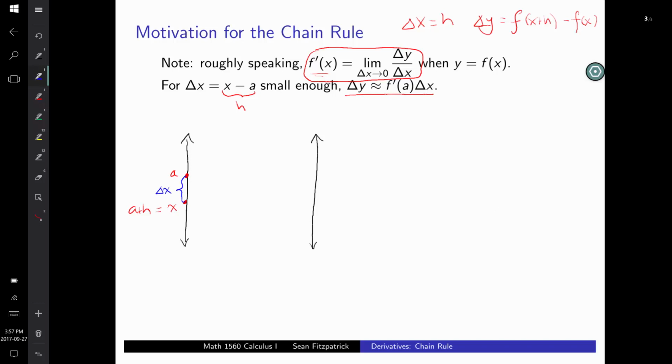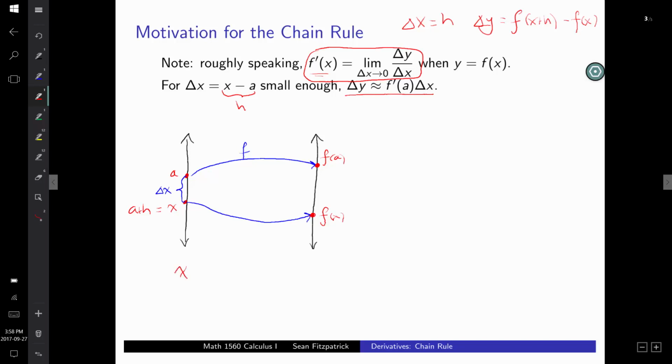Okay? And now I'm going to apply my function. So I have my function going between these two copies of the real line. So I apply my function, and so f is going to take this point. Here's my function f. And a is going to land over here at f of a, and x is going to land over here at f of x.